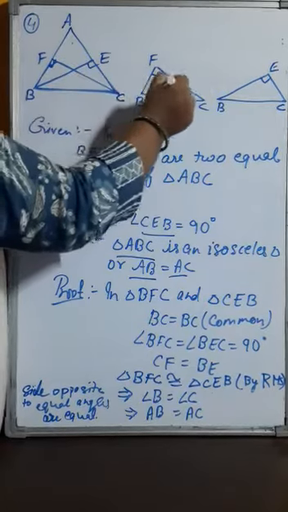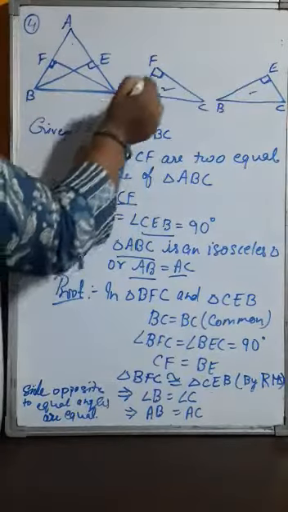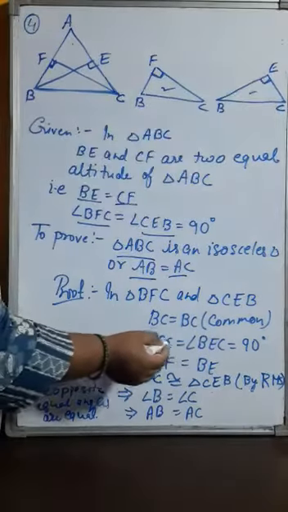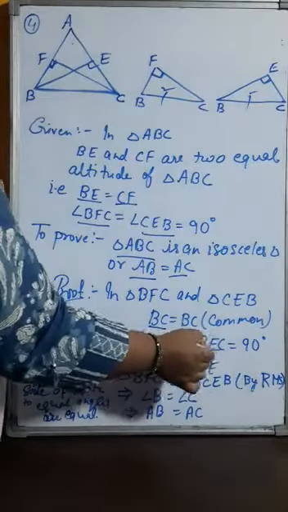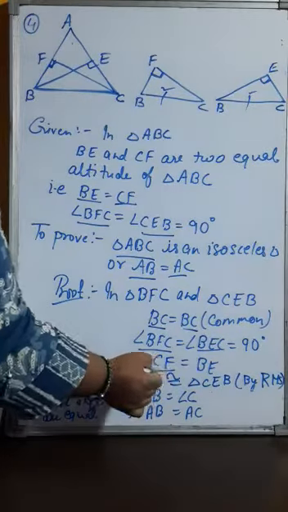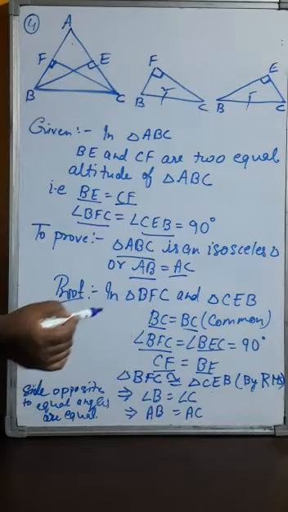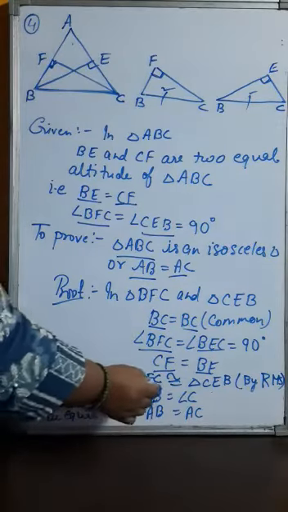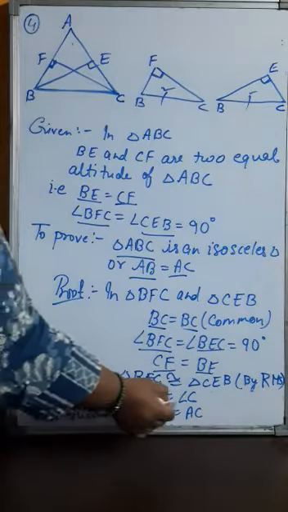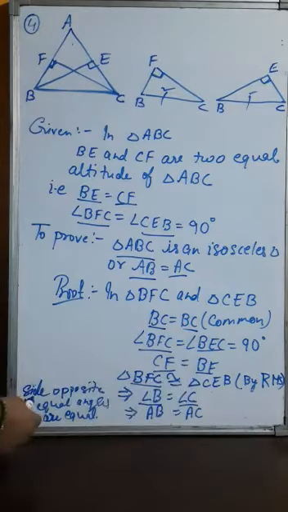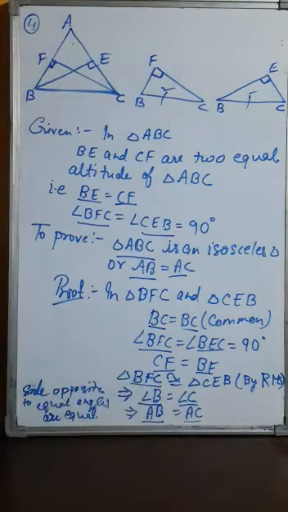Let us prove that these two triangles are congruent. This angle is 90 degree, it is given. Also, this BC is equal to BC, common in both the triangles. Angle BFC is equal to angle BEC, both are 90 degree. And CF is equal to BE, this is also given. So triangle BFC is congruent to triangle CEB. So by CPCT we can write angle B is equal to angle C. So we know that sides opposite to equal angles are equal. Therefore AB will be equal to AC.